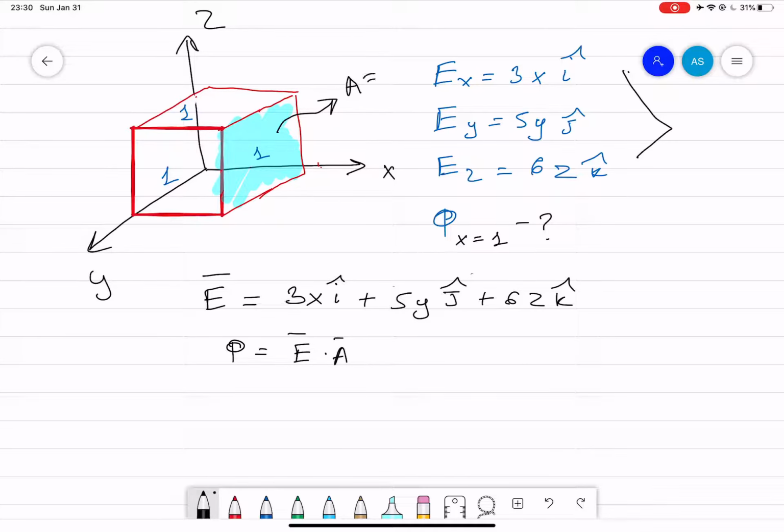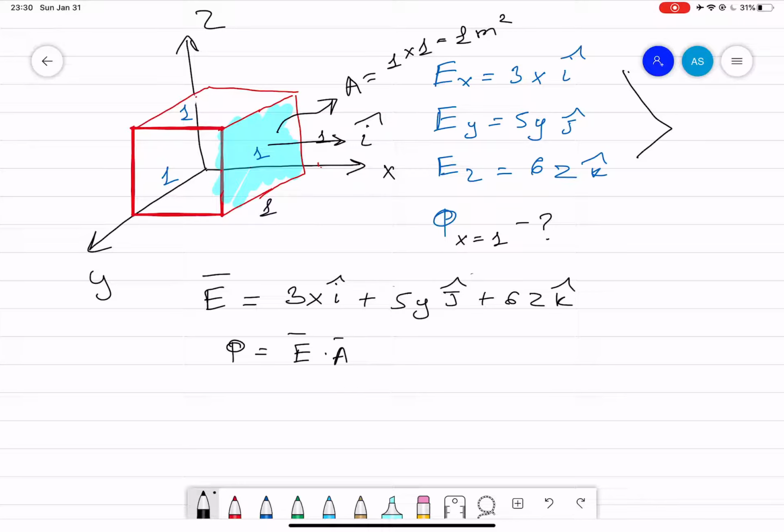So what is our area? Let's say this is 1 and this is 1, then 1 times 1 gives you 1 meter squared. But what is the unit vector of this side? The unit vector of this side will actually be the i vector, correct?